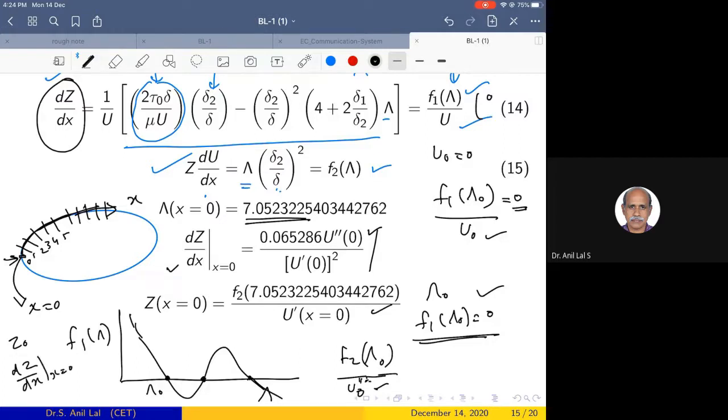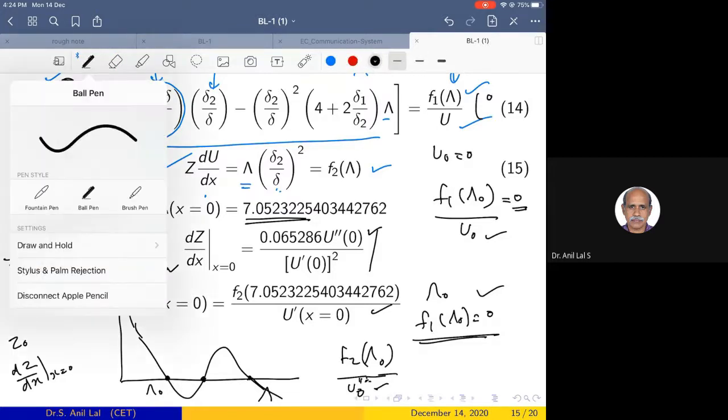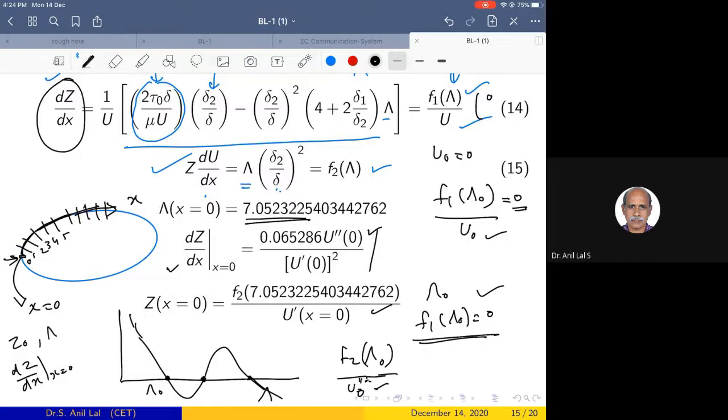So z0 is there, then lambda 0 is there. We know lambda 0, z0 is known from this one. So it is known in this particular order. We know lambda 0, hence z0, and dz by dx at x is equal to 0. And these are the starting values.